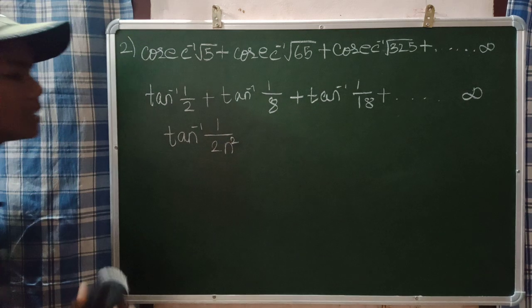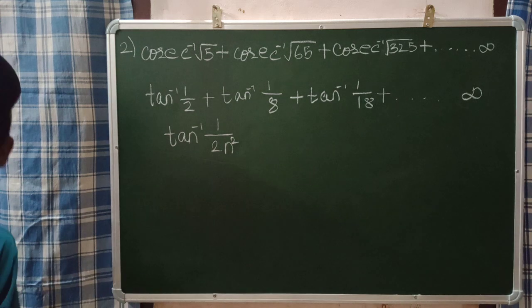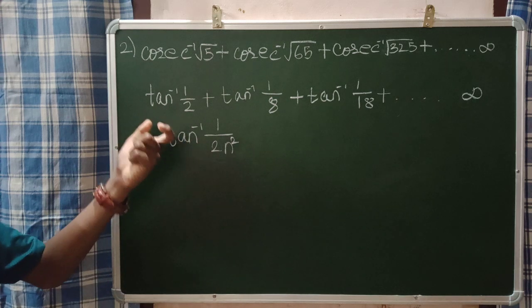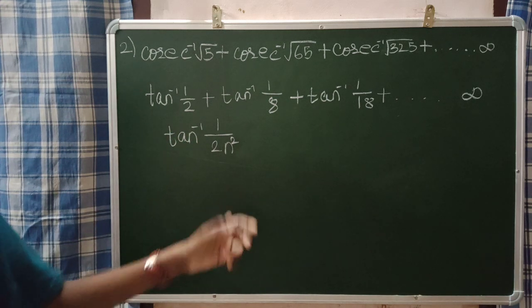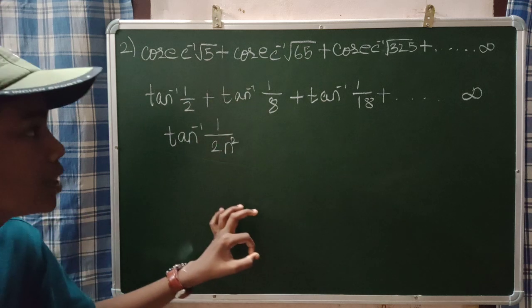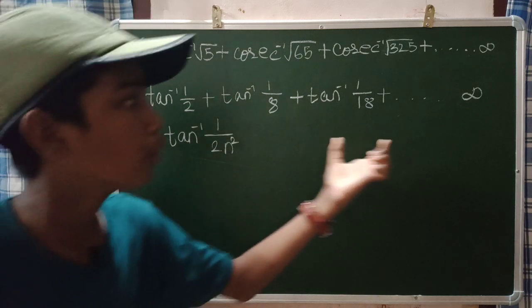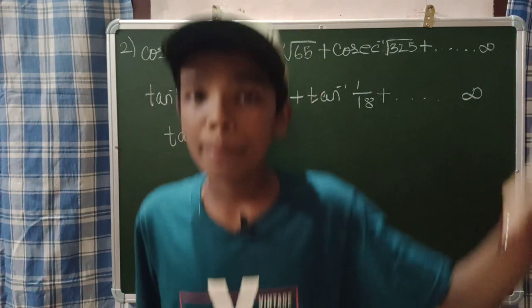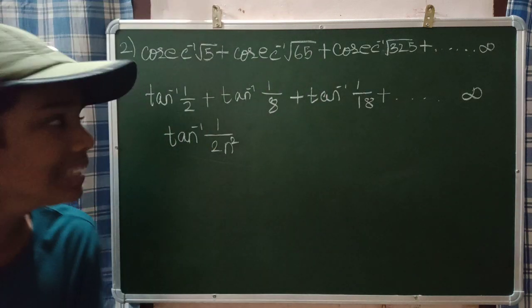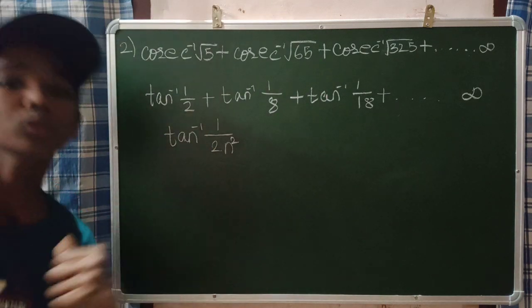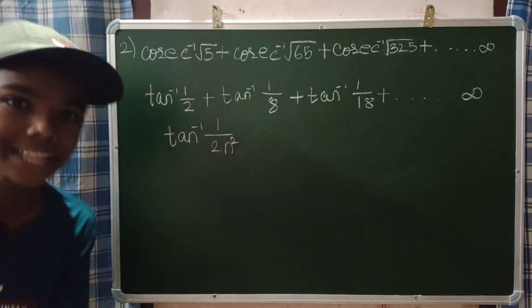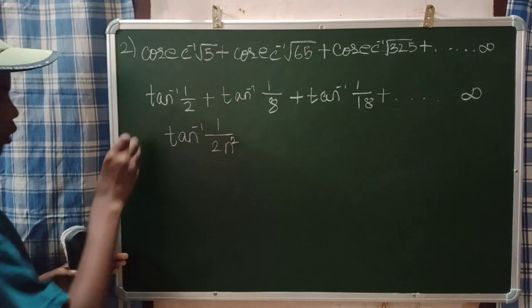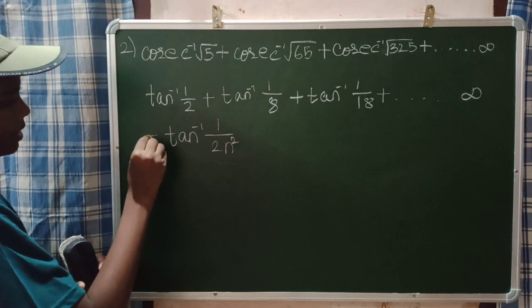How would I know that this is the general term? Very simple. First put 1 in place of n, and you will get tan inverse of 1 by 2. Put 2 in place of n and you get tan inverse of 1 by 8. Put 3 in place of n and you get tan inverse of 1 by 18, and it goes on up to infinity. Every value will match. If they match, the general term I chose is correct. So tan inverse of 1 by 2n square is the general term.